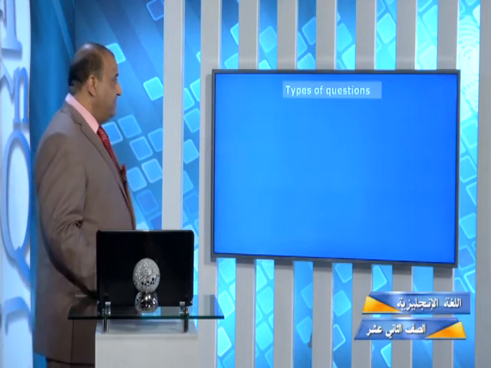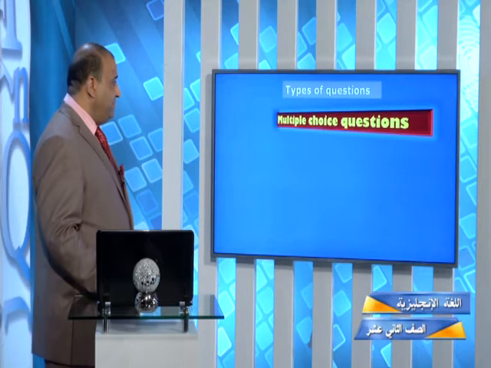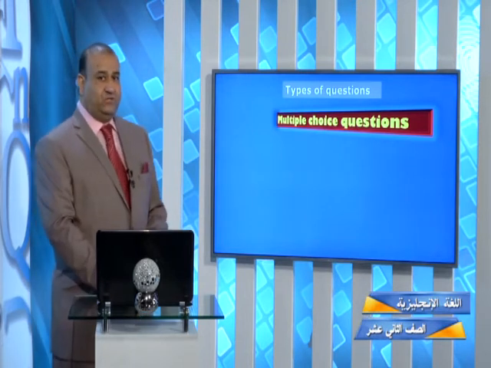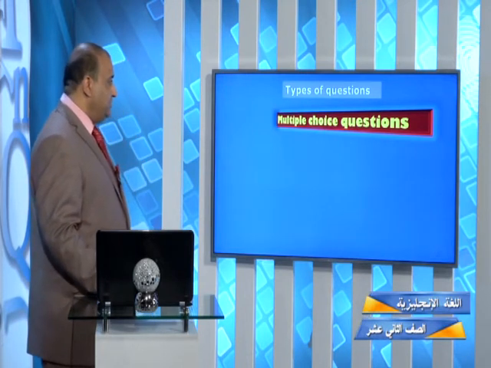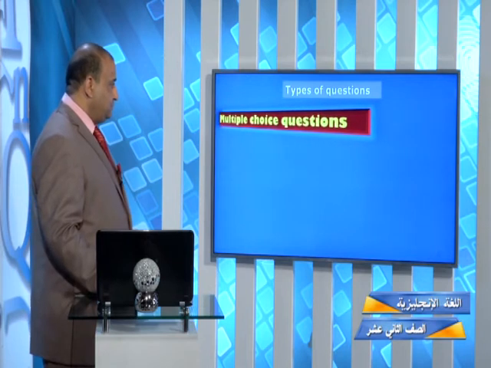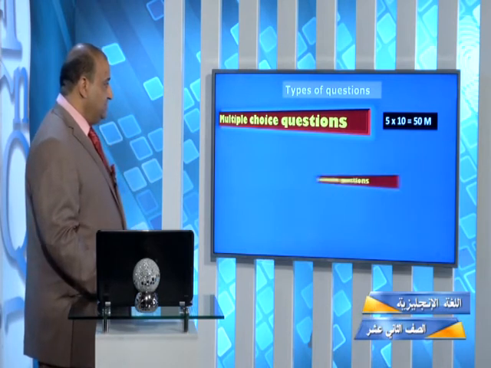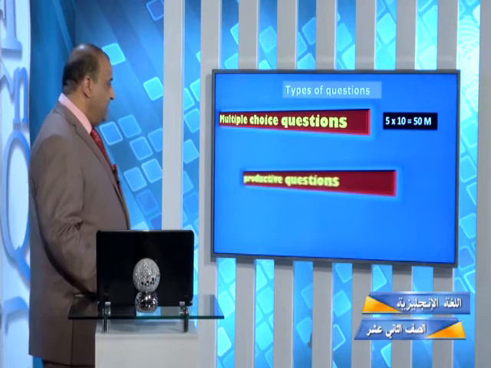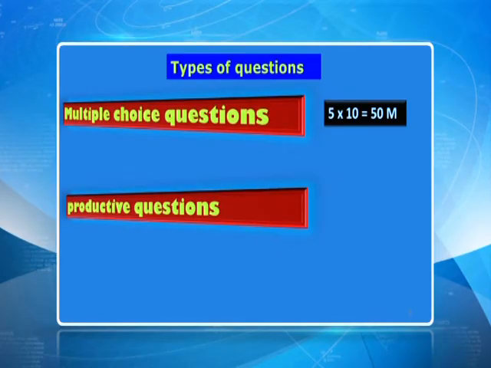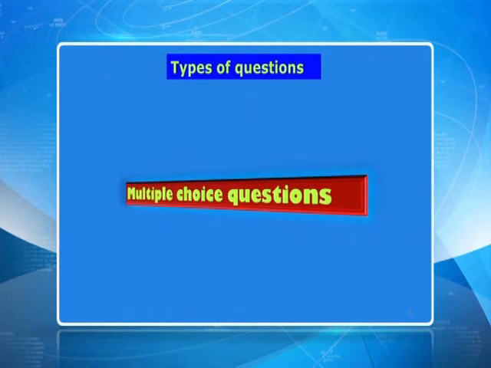Let's have a look at the types of questions that you will have. You will have two types of questions. The first one is called multiple choice question. You will have 5 items. Every item will be allotted 10 marks, so the total is 50 marks. The second type is productive or open-ended questions. You will have only 4 questions. Every question is allotted 7.5 marks, so the total is 30. That's why the reading comprehension questions will be allotted 80 marks.